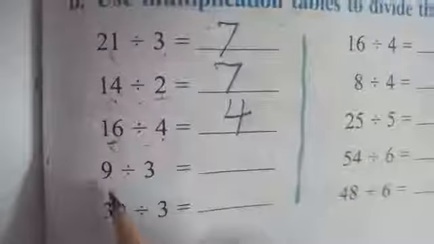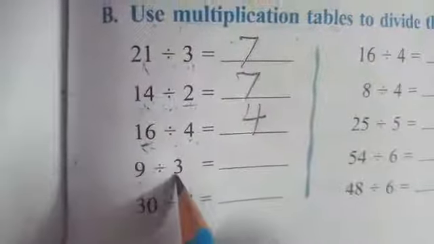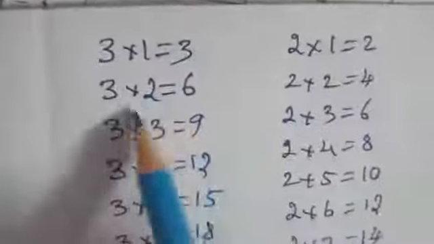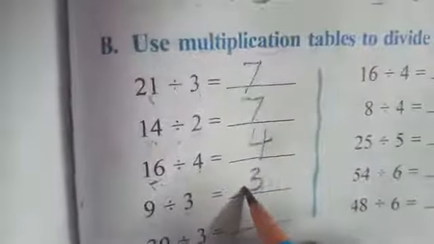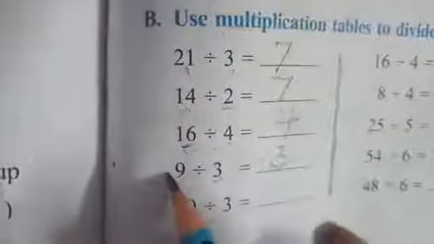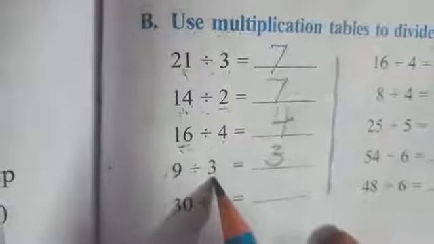So here what you have to write? 4. 9 divided by 3. What table? 9 table or 3 tables? 3 tables. Okay. 3 ones are 3, 3 twos are 6, 3 threes are 9. Write down the 3. 3 threes are 9. 9 divided by 3, we get 3 groups.